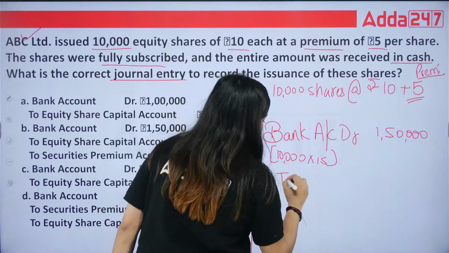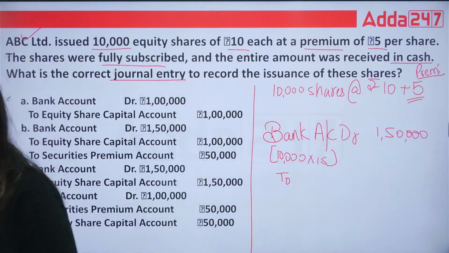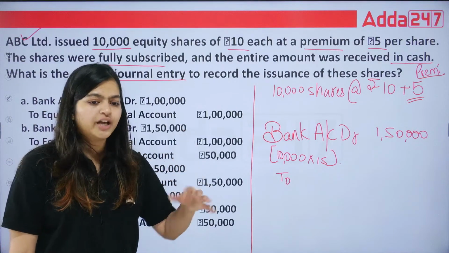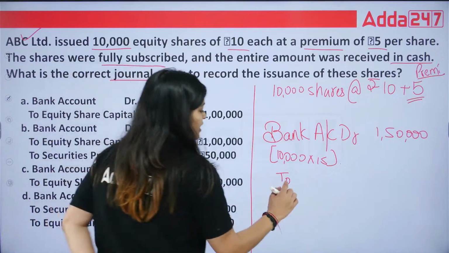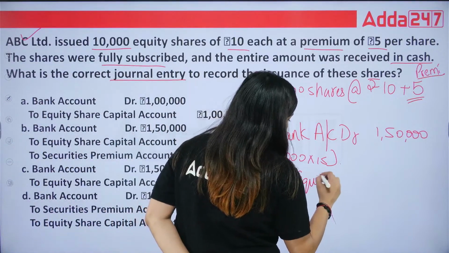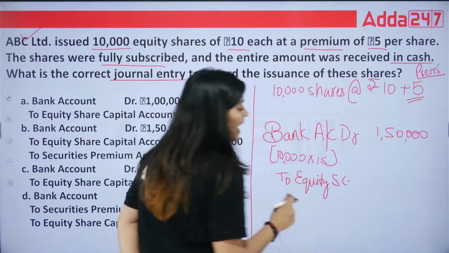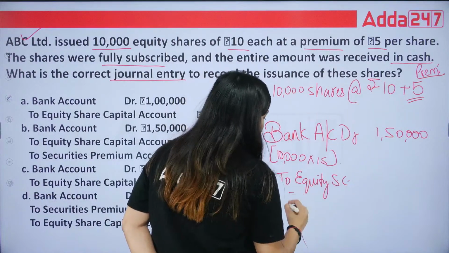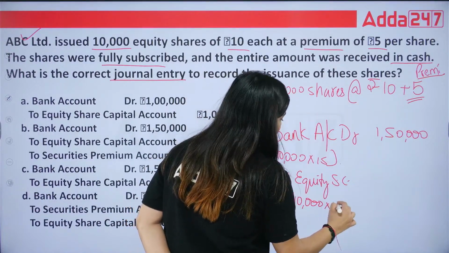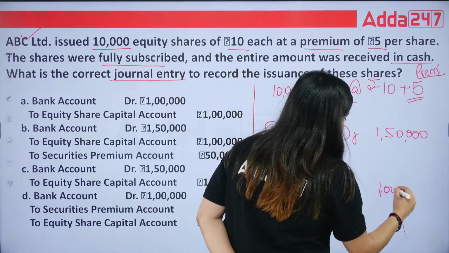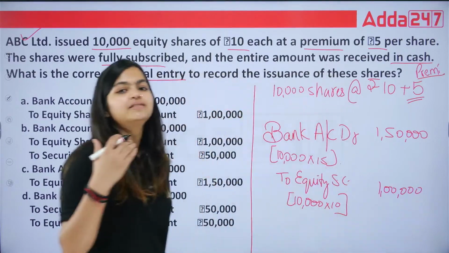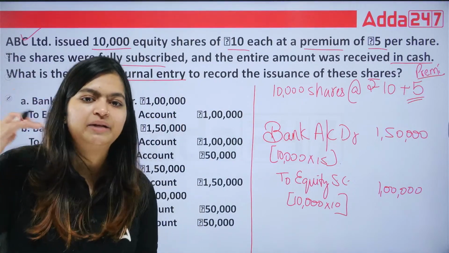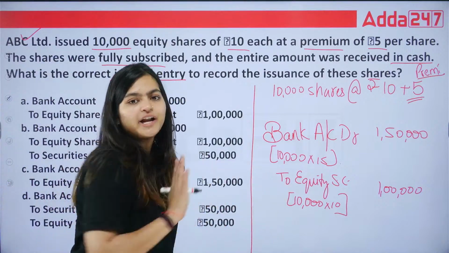Always remember, whenever we pass any journal entry related to share capital or share issuance, we need to credit our equity share capital, and this equity share capital shows the face value. That means here you need to show 10,000 into 10, that is your 1 lakh. Because we are increasing our equity, we are increasing our liability side. That's why we are doing the credit side.